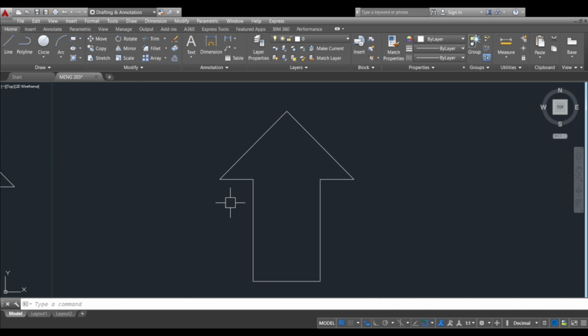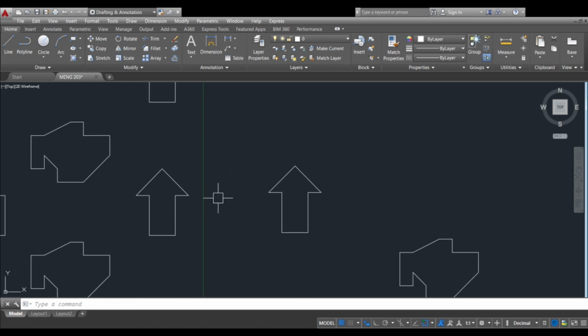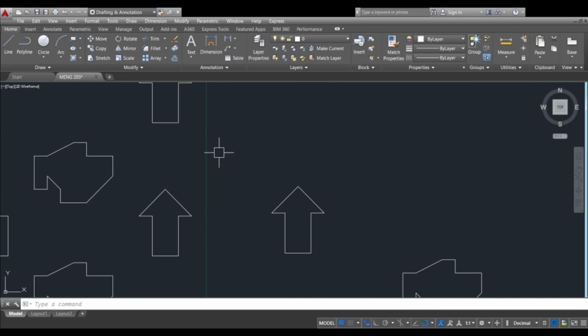So for summary, we have three methods: the picking, the data entry or the direct distance, and the last one is the coordinates. Under coordinates, we have absolute coordinates and relative coordinates, where we're going to input our coordinates using the x and y. And for polar coordinates, we're going to use the distance and the angle of that particular line.